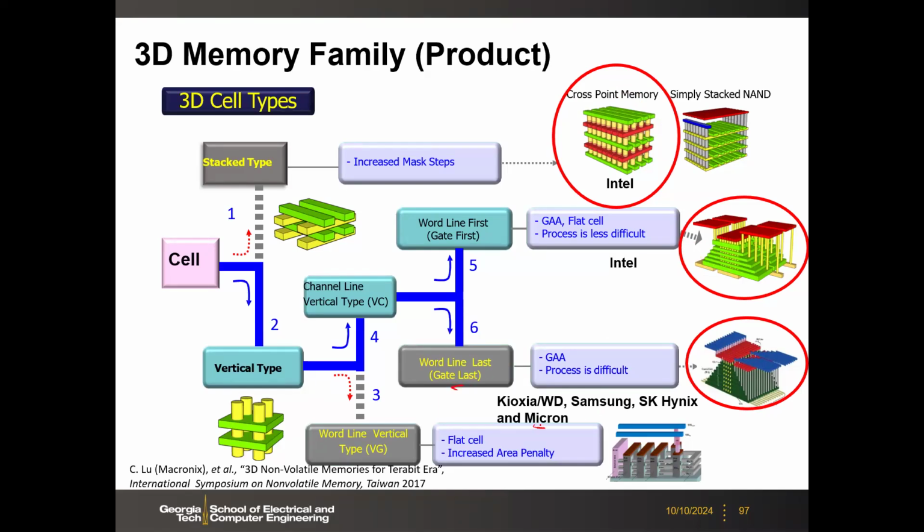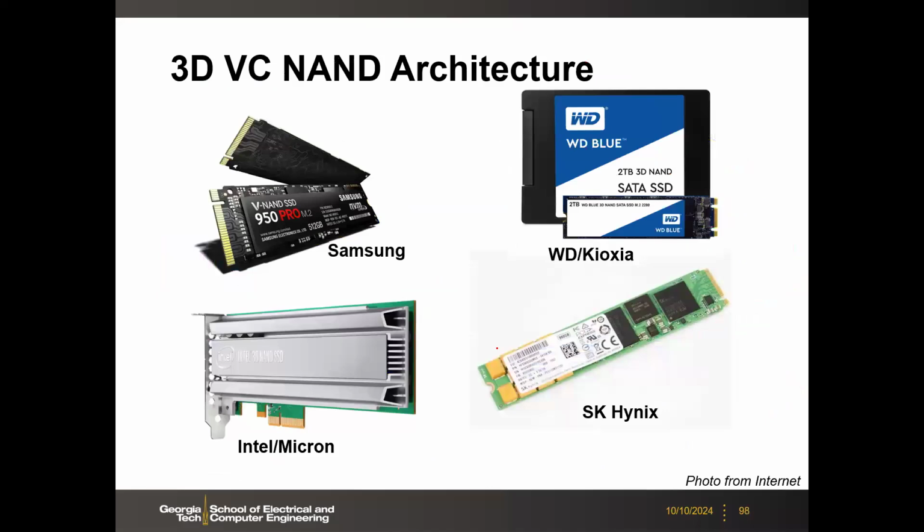Even Micron abandoned Intel and then joined the other party. So all the major vendors are on this gate last process. Okay, this is the mainstream. So we will talk about the first paper, but before that, you know, you can buy those from the market.